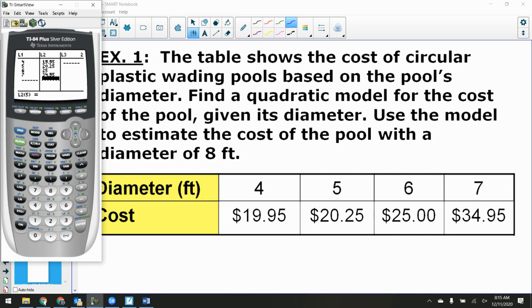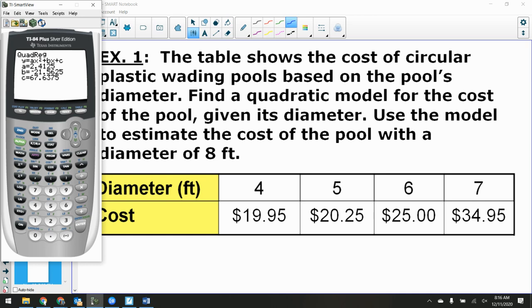So here's what we do. We go back out to the home screen, and then I'm going to clear out my matrix stuff. And I'm going to hit stat. I'm not going to go to edit, but I'm going to scroll right to calc. And then do you see choice 5 right below where linear regression is? Quadratic regression. Right there. Quad reg.